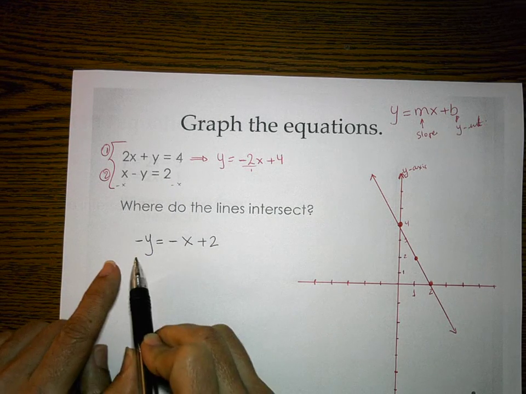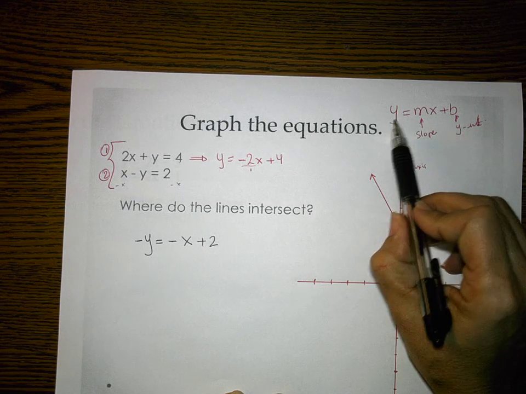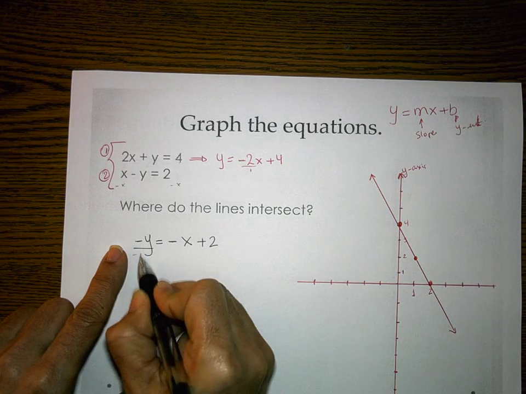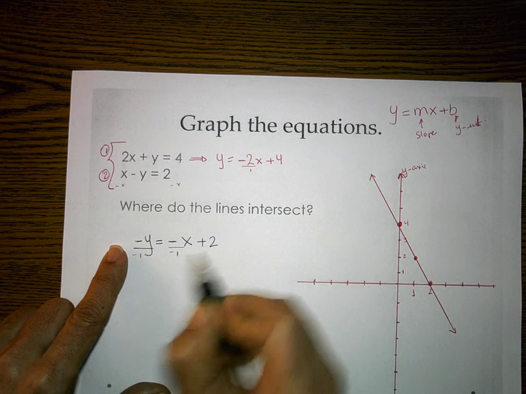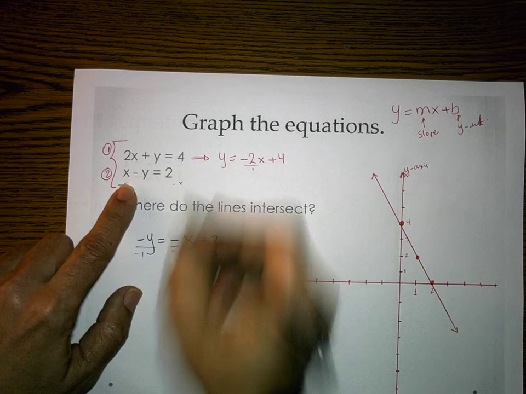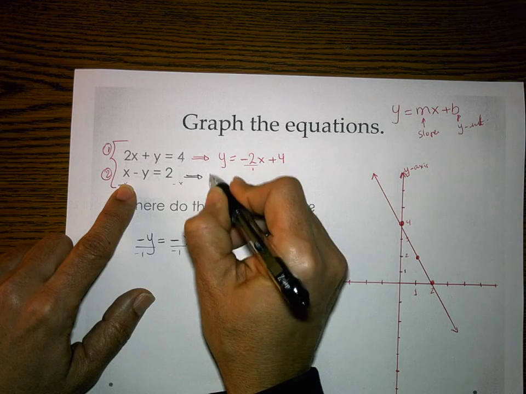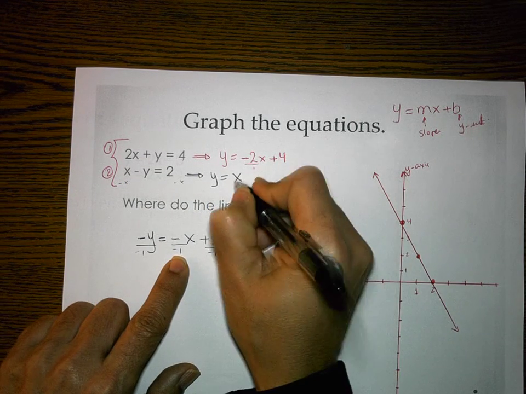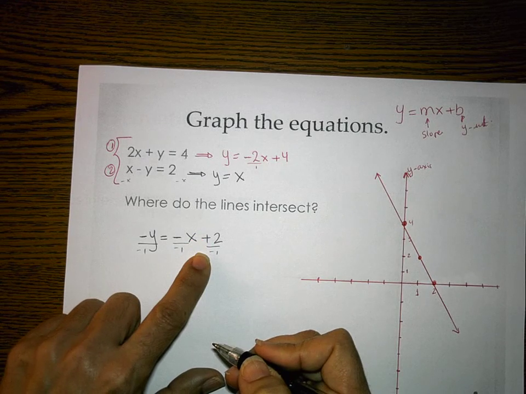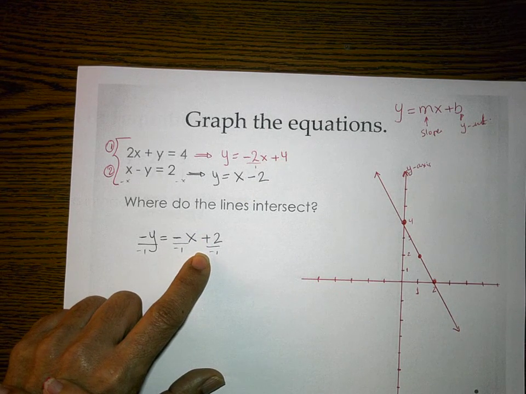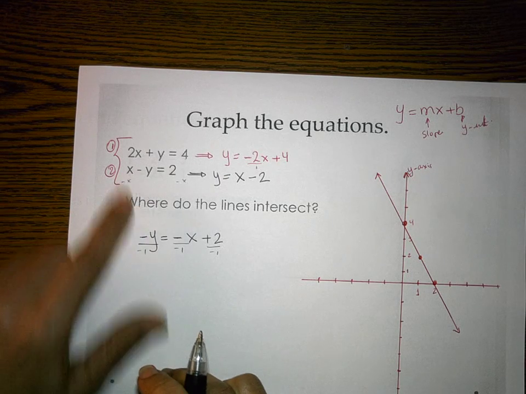The y has to be by itself, remember? So I need to divide by a negative 1 so I can get rid of this negative right here. So divide by negative 1 on every term. So we would have this equation now become y equals, a negative divided by a negative is a positive x. A positive 2 divided by negative 1 is negative 2. Okay? So I just changed this equation to this form.